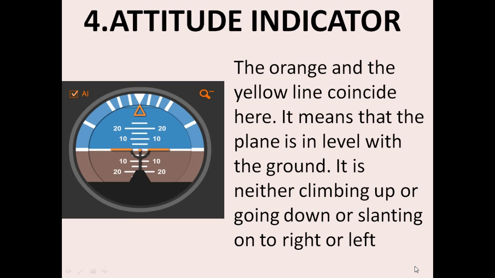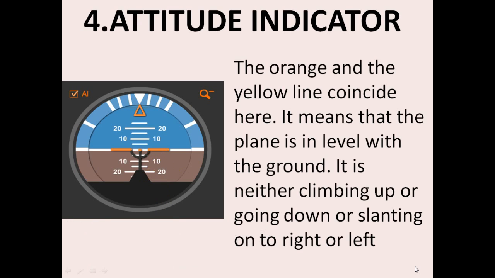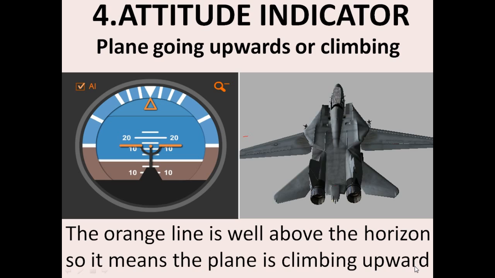As you can see here, the orange line is in line with the horizon. The white line here is called the horizon. Since the orange line is in line with the horizon, it means that the plane is flat. It means that the plane is neither bent towards left or towards right, or it is neither going up nor coming down. This means that the plane is in level with the ground. Let us see other situations also.